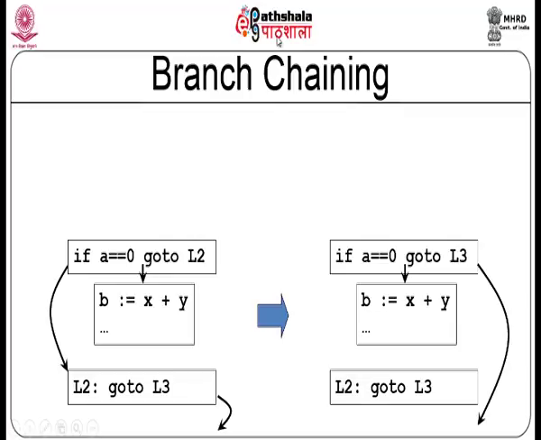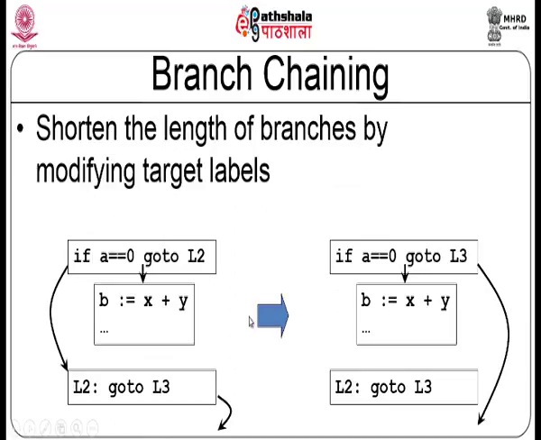This is called branch chaining removal. Of course, this one is required because there is a possibility that A may not have a value of 0. Now this block doesn't have anything other than a go to L3, therefore I can get rid of that and replace L2 with L3. Shorten the length of branches by modifying the target label. That is the situation for branch chaining removal.